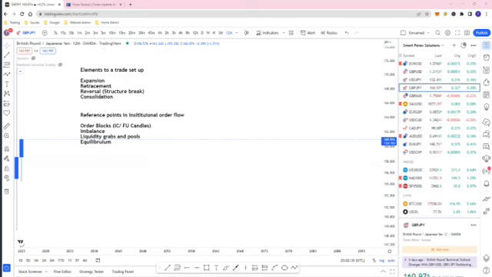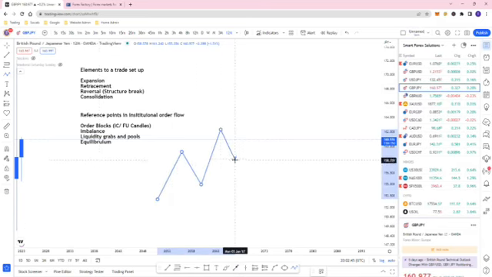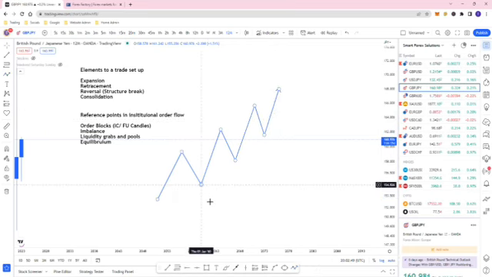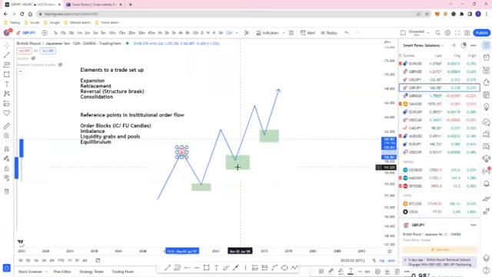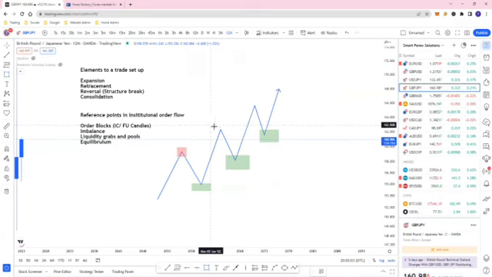What we know about what price does is that price moves in cycles. This is when we want to be buying, when it's low, just here. We want to be selling when it's high. So if I change that color really quickly, we want to be selling at highs.